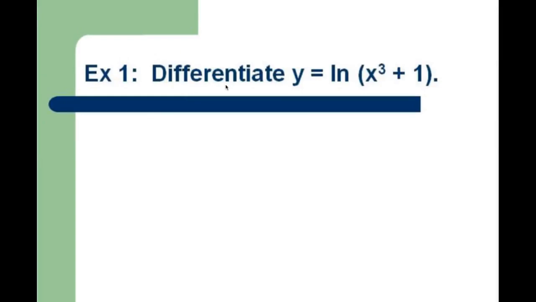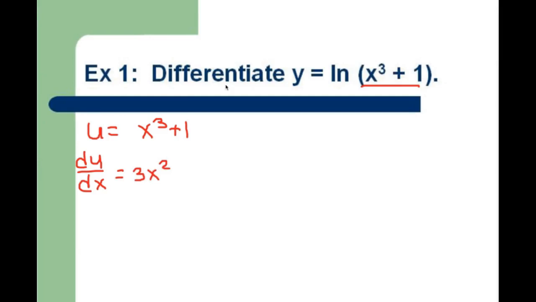So, if you're asked to find the derivative of the natural log of x cubed plus 1, what we want to do is determine what is my u, what is my du dx. So my u is what's inside the natural log, so it's x cubed plus 1. Du dx is the derivative, which is 3x squared. Derivative of 1 is 0.